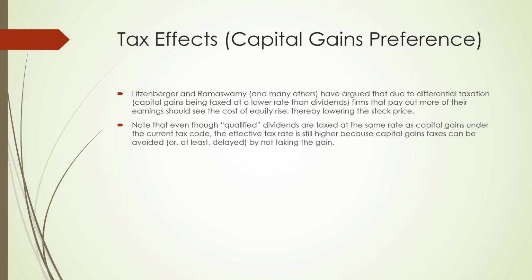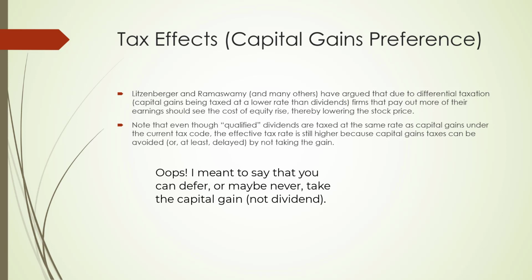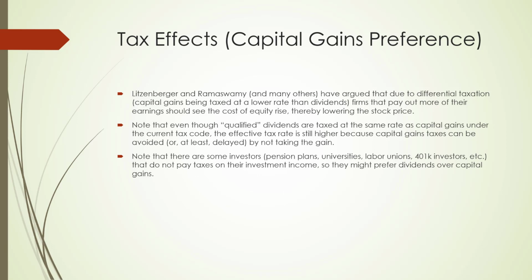Now, under our current tax code, there is such a thing as qualified dividends. And it's a little bit complicated, but basically qualified dividends are dividends that are paid by a U.S.-based firm and meet some other criteria. But qualified dividends are taxed at the same rate as capital gains. However, as I mentioned, effectively, the capital gains tax rate could be as low as 0 because you can defer or maybe never take the dividend and therefore never have to pay taxes. You don't have that choice with dividends. Now, there are some investors, pension plans, universities, labor unions, people investing through their 401k that do not pay taxes. And so it's entirely possible that they might buy the bird in the hand theory, or what Miller and Modigliani called the bird in the hand fallacy.